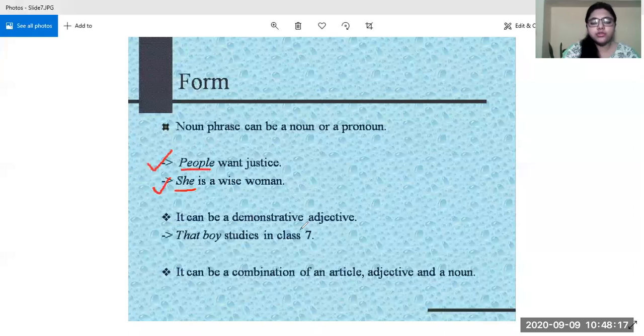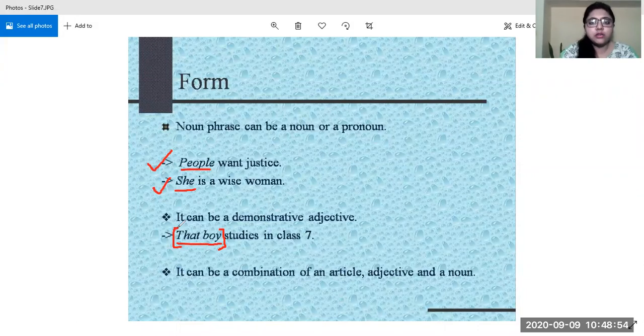And it can be a demonstrative adjective. Demonstrative adjectives are those adjectives which have these words: this, that, those, these. These are the indicating words. So it can be a demonstrative adjective, like that boy, this boy, those boys. When you find such kinds of adjectives, that also acts as a noun phrase.